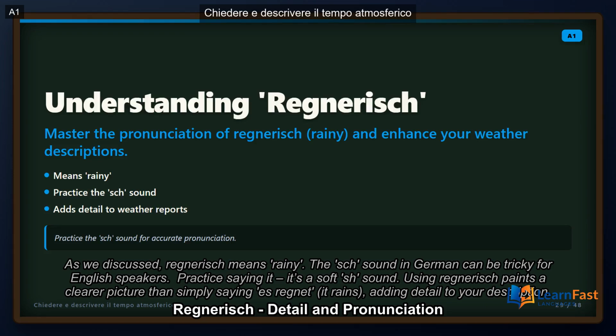The "sch" sound in German can be tricky for English speakers. Practice saying it, it's a soft "sh" sound. Using "regnerisch" paints a clearer picture than simply saying "es regnet", it rains, adding detail to your description.